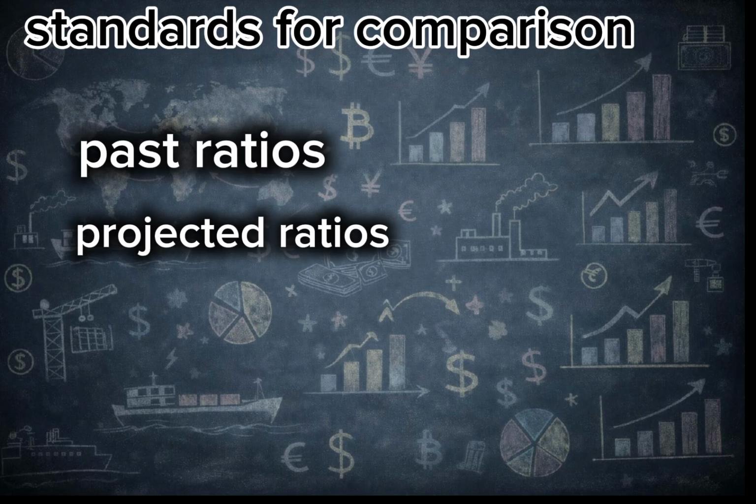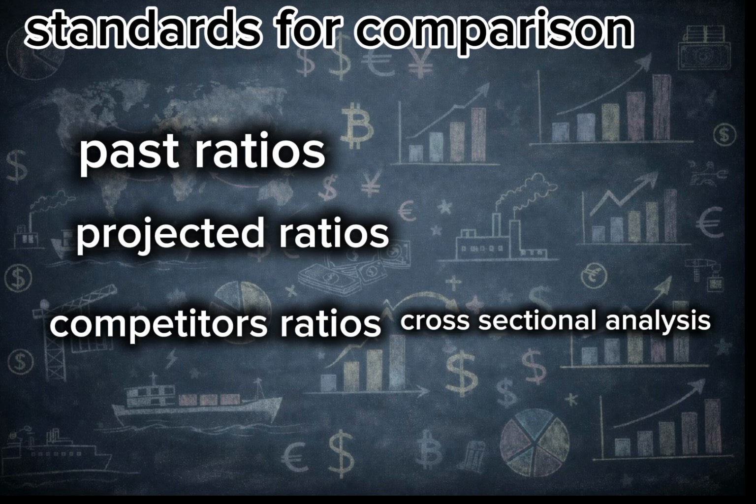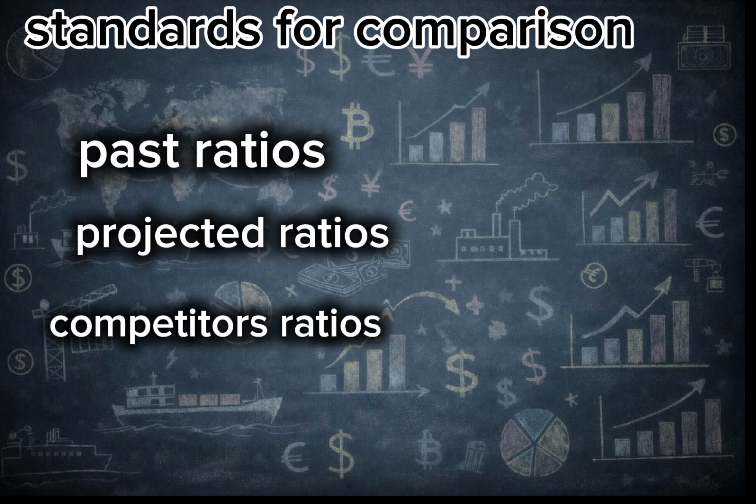We can also compare the ratio we get against other successful firms in the same industry that are at a similar level with our own firm. This is more like a cross-sectional analysis, comparing our company with similar companies in that industry that are successful.